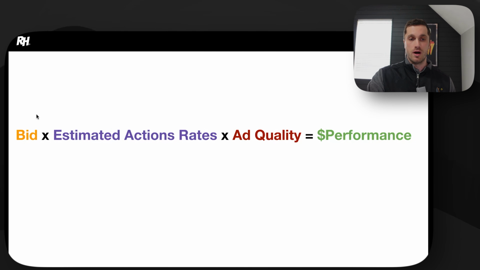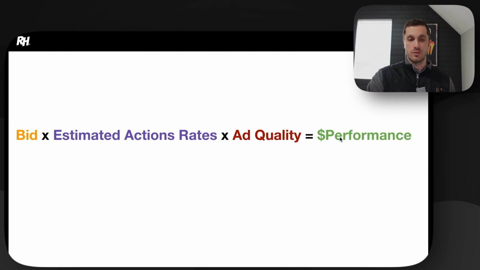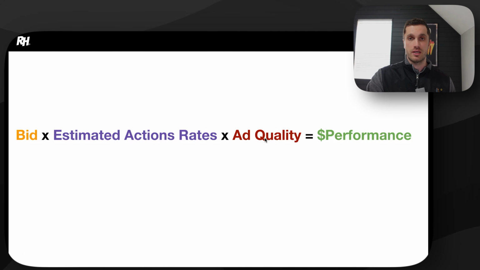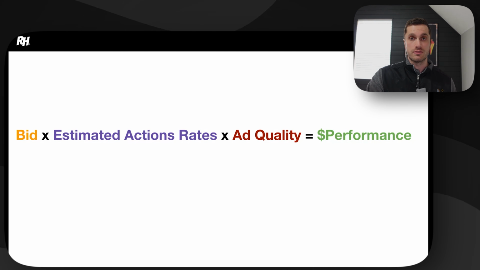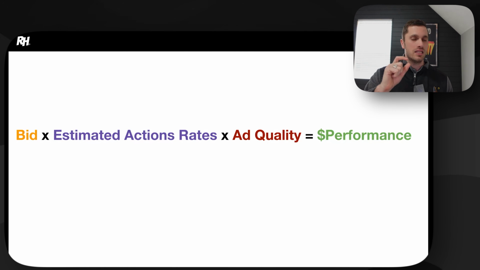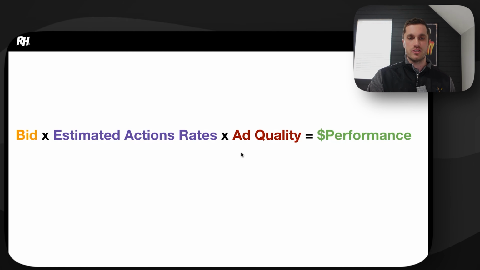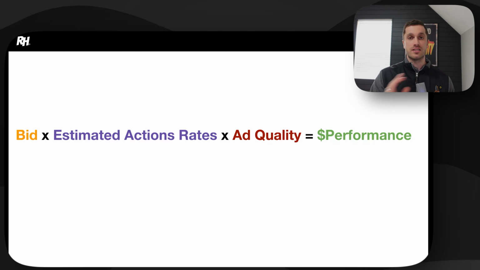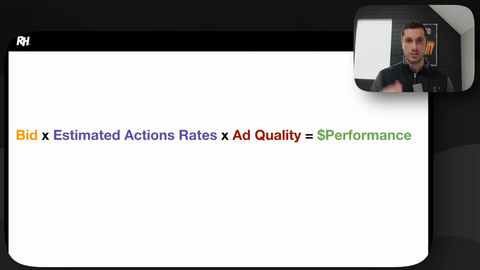So for example, 1 times 1 times 1 equals 1, but 1 times 1 times 2 equals 2. But if like 1 times 2 times 3, well, then now that equals 6, right? So you can see that little increments in any one of these two factors does massive swings. So that fundamentally is the secret to get cheaper results on Meta.